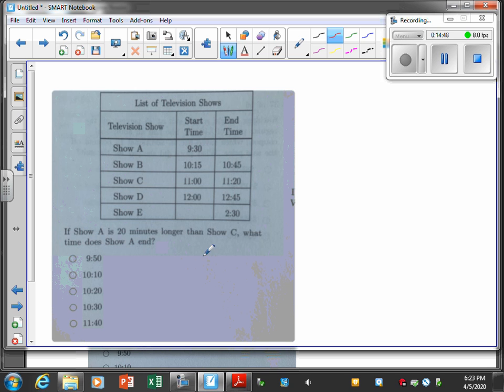All right. Show A is 20 minutes longer than show C. What time does show A end? Well, the first thing we need to do is go figure out, well, what is C. So from 11 to 11:20, this one's 20 minutes. Well, A is 20 minutes longer than C. So that means it's going to be 40 minutes.